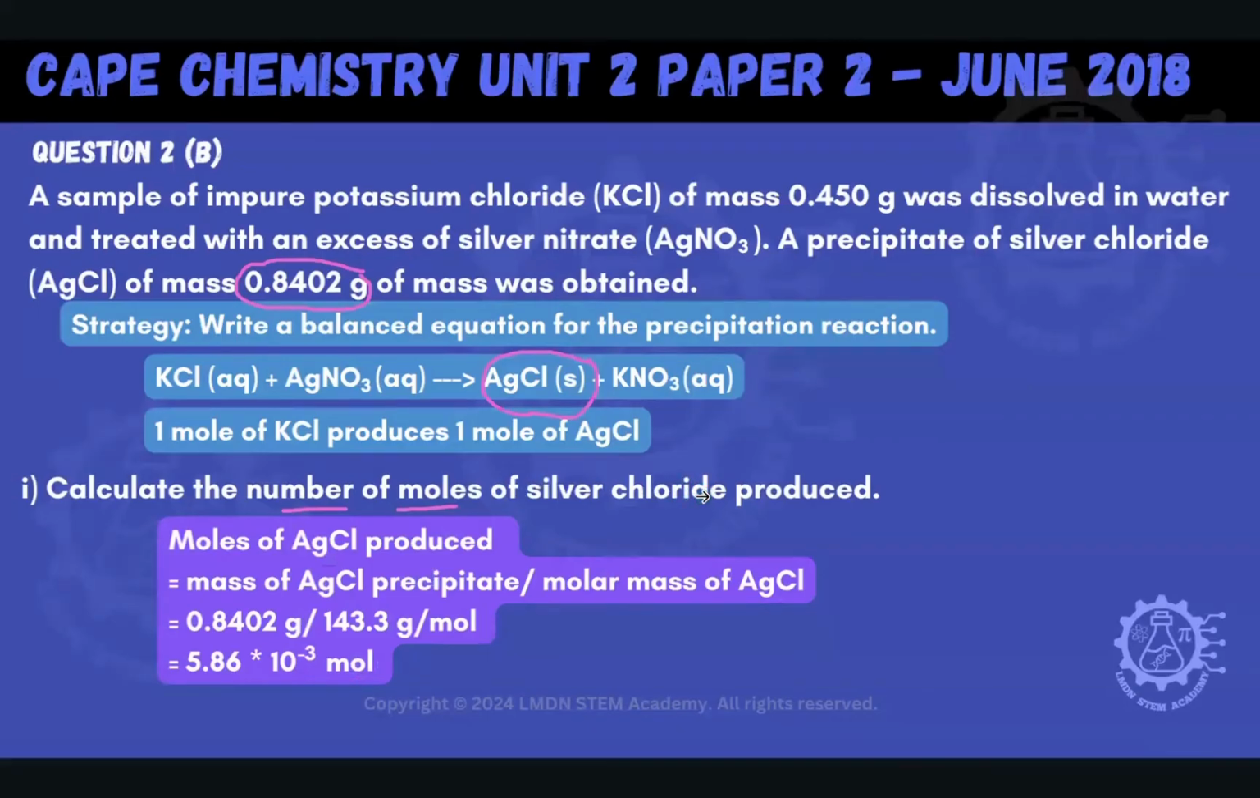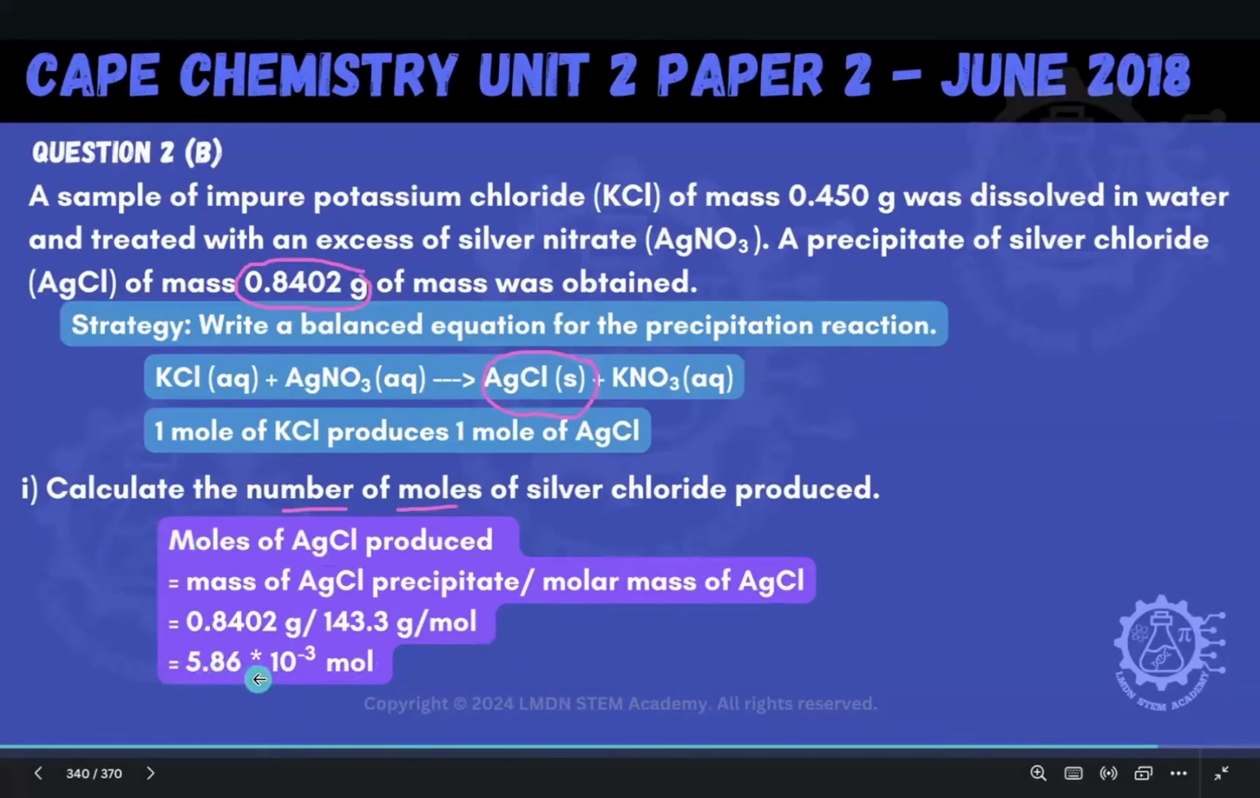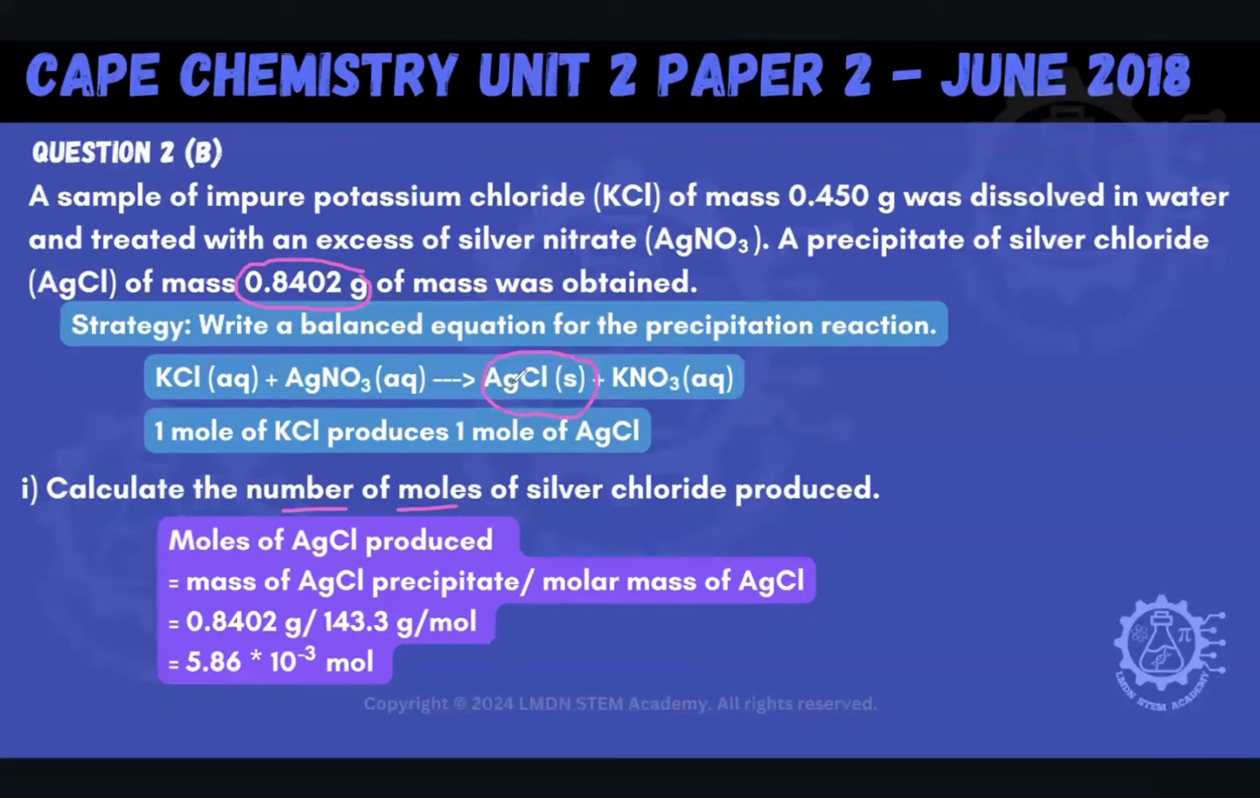Okay? And so now we know that we made 5.86 times 10 to the minus 3 moles of silver chloride. So I'm going to just go ahead and jot that number down here beneath the silver chloride. 5.86 times 10 to the minus 3 moles, okay? That's how many moles of silver chloride were produced when we did this precipitation reaction. All right, so let's keep moving forward now.